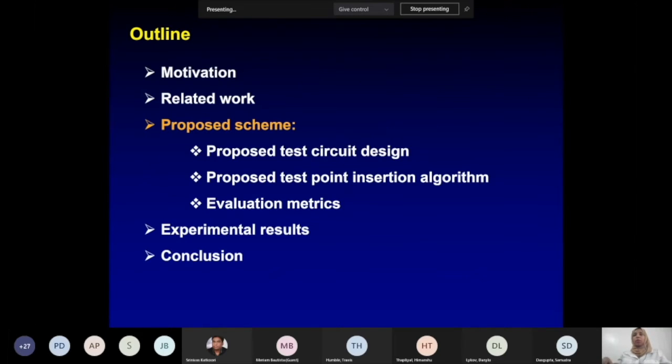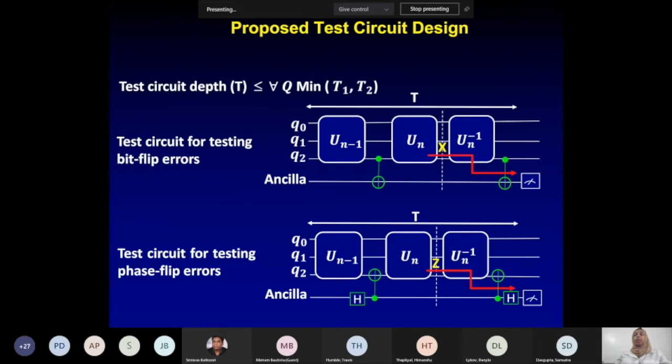So based on the concept of the flag qubits, we proposed this test circuit design, where here the flag qubit corresponds in this slide to the ancillary qubit, or what we call NZILA.